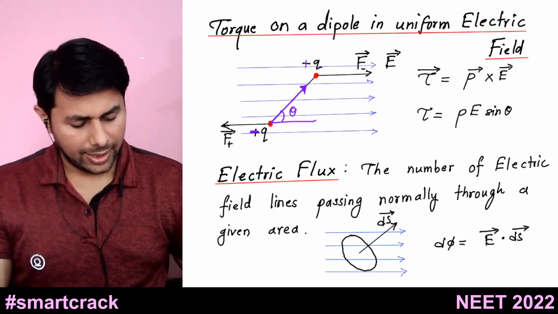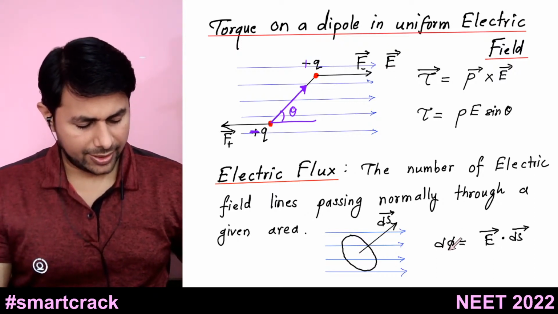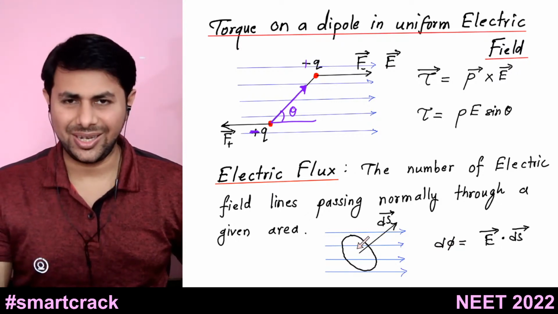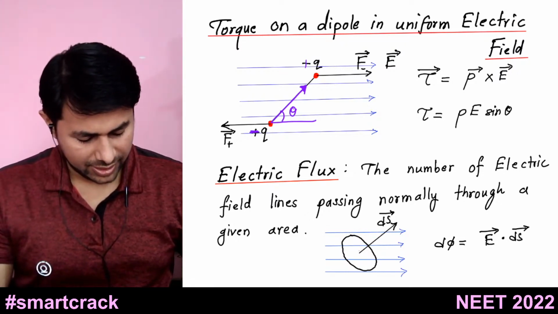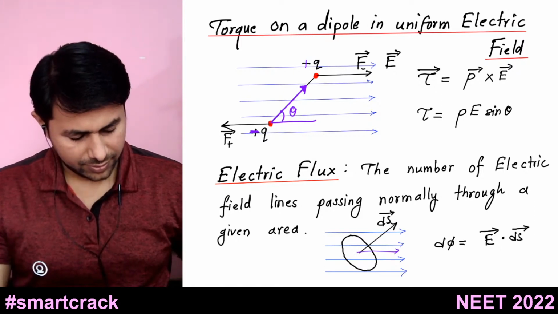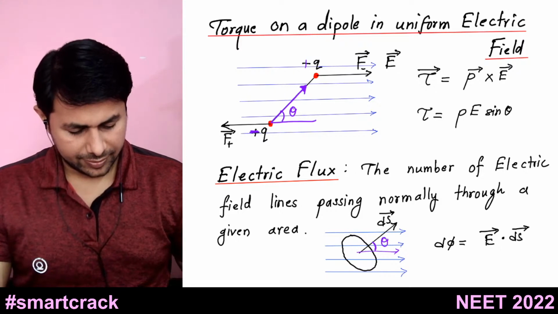Okay, and how do we find it? Let's say d phi is the electric flux passing through this area. So what is this electric flux? Let's say this is the direction of the electric field, and this angle is theta.